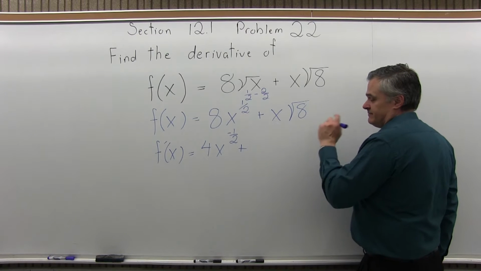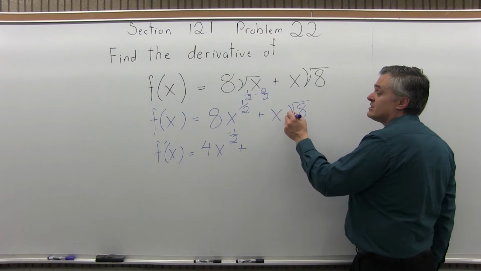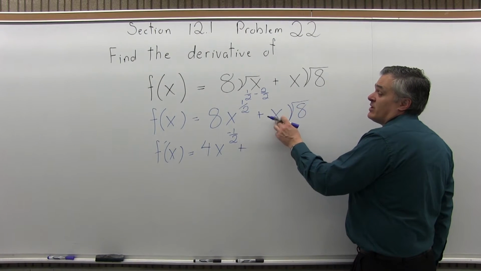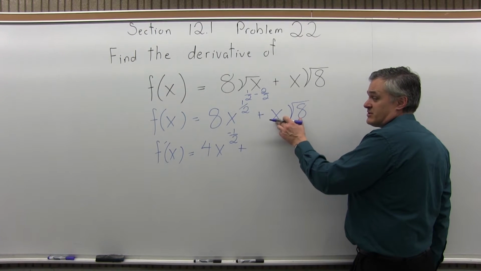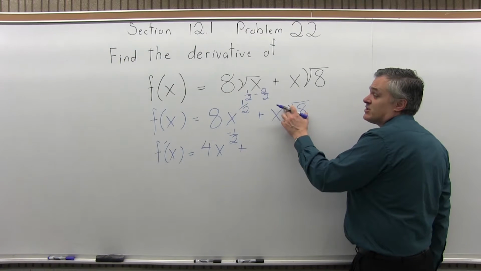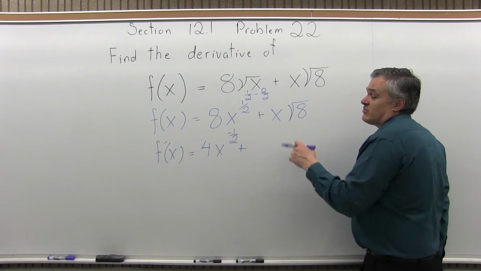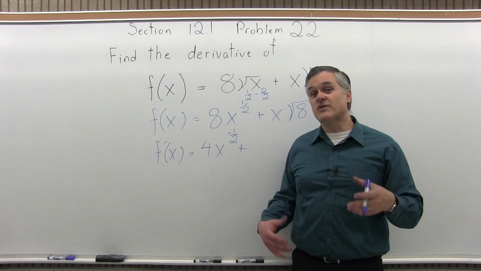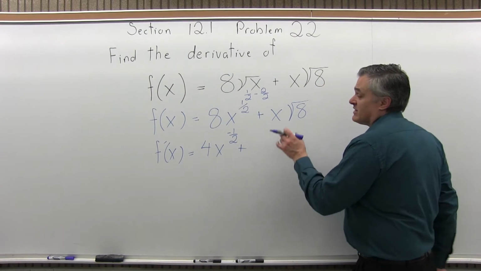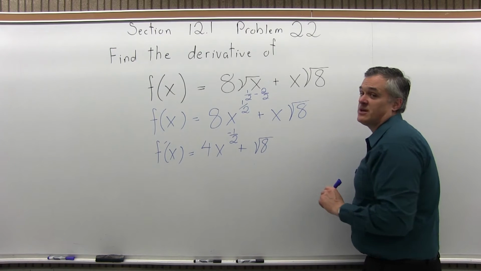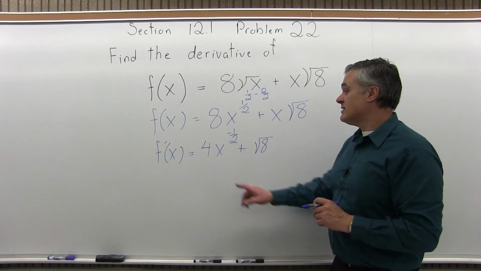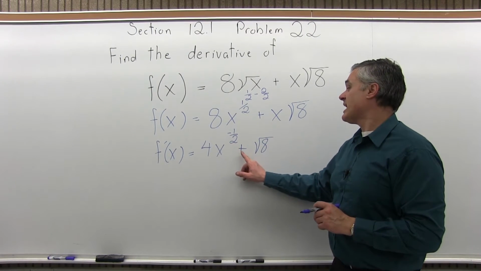Now, the x times square root of 8. What you have here is just a number. It's like a weird decimal with this square root. It's 2 point something again, times x to the first. Well, as we saw in previous problems from this section, like problems 5 and 6, when you have an x to the first times a number, the derivative is just the number. So that is the answer, 4x to the negative 1/2 times square root of 8.